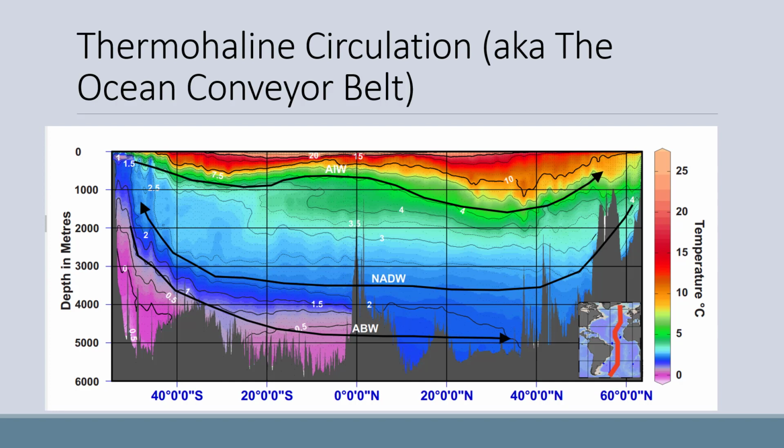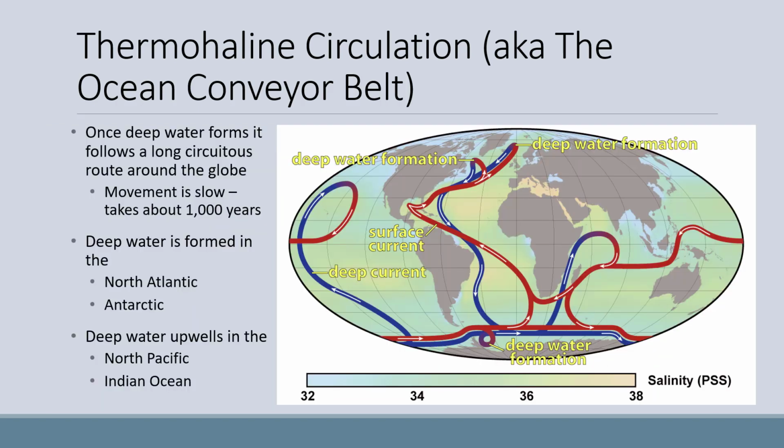ABW means Antarctic bottom water. The water forms in the Antarctic when sea ice forms and exudes the salt. The remaining water is very cold and very salty. It is the densest, and it sinks to the very bottom of the ocean. Once deep water forms, it follows a long circuitous route around the globe. Movement is very slow. It takes about 1,000 years.